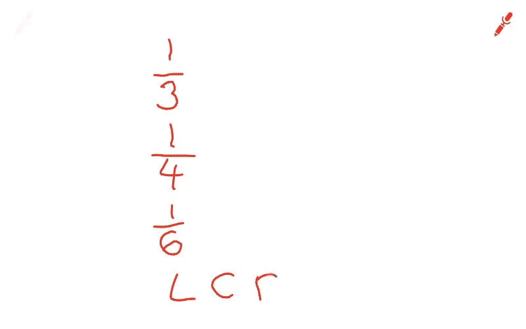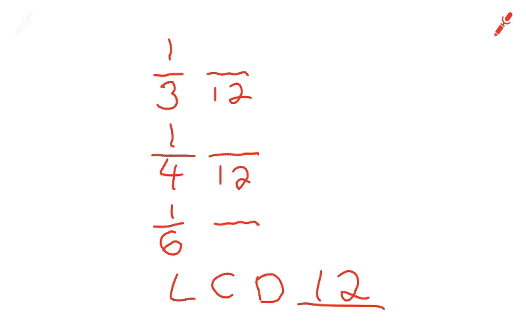Okay, now the next ones, same thing is happening, but they're giving us 3 problems. 1 over 3, 1 over 4, and 1 over 6. Okay, what is our LCD going to be? 12. Thank you. So that means we're going to put a 12 here, a 12 here, and a 12 here.